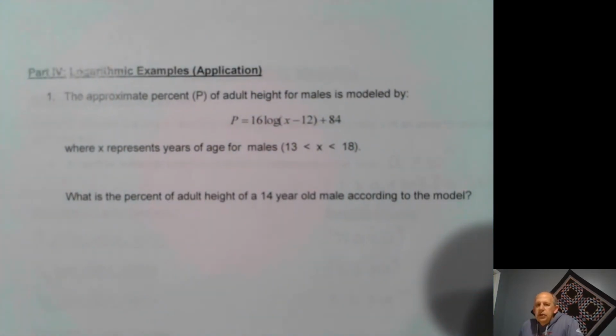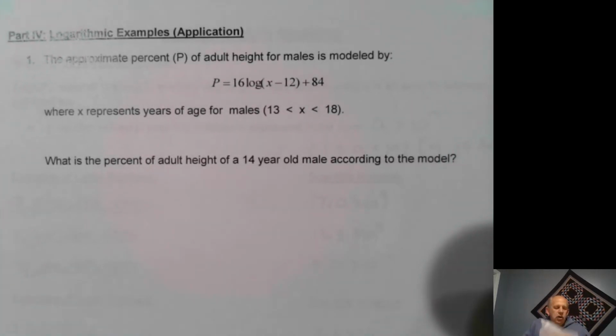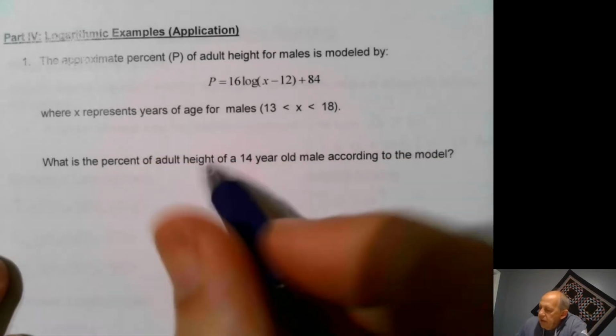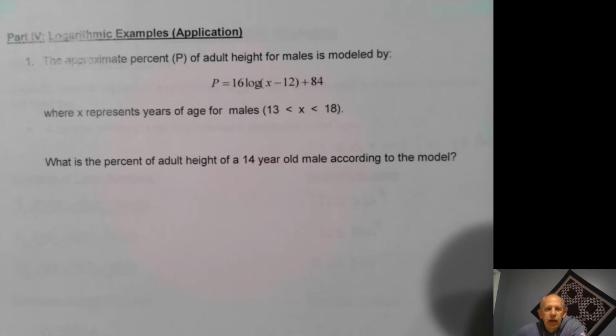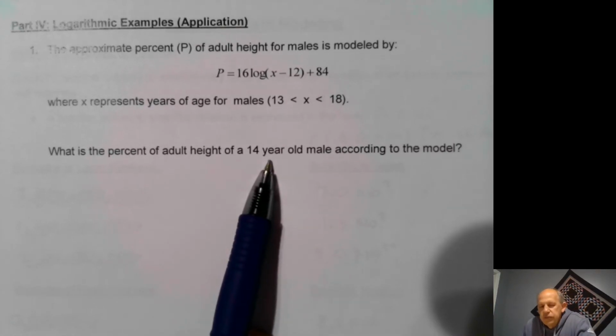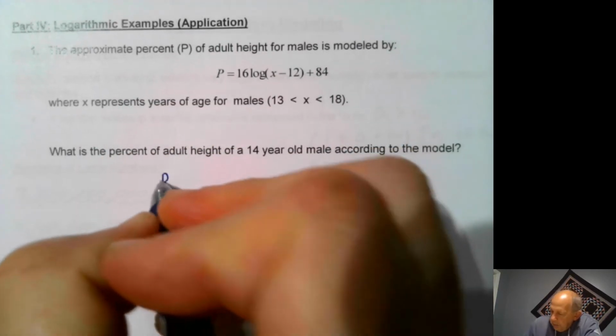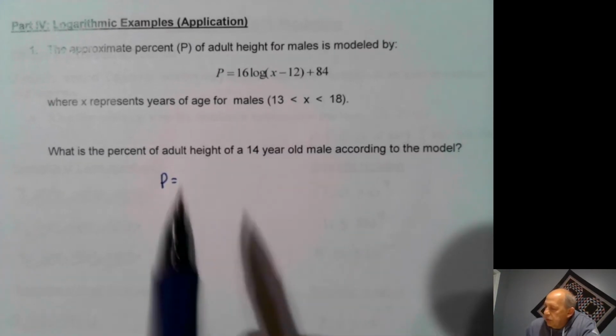Let's take a look at an actual application of doing this logarithmic model, and we're going to apply it to finding the final percent of an adult's height. Here we have a model that's based upon finding the percent of a final adult height for males between 13 and 18 years of age. What we're going to try to do is find the percent of final adult height for a 14-year-old male. So in my model, wherever I have an X, I'm going to plug in 14, and 14 is definitely between 13 and 18.